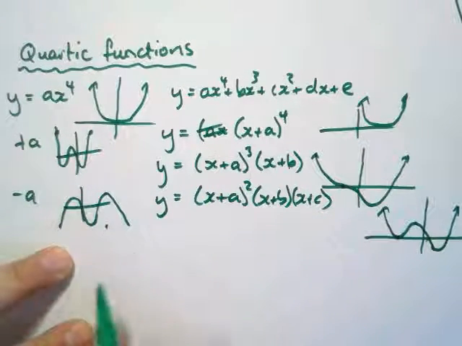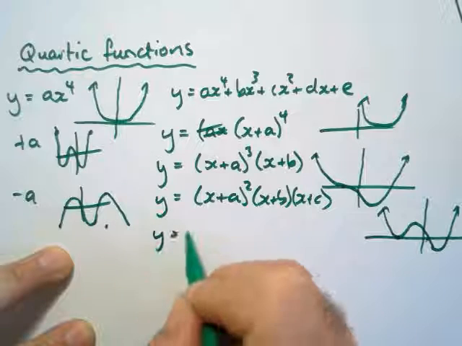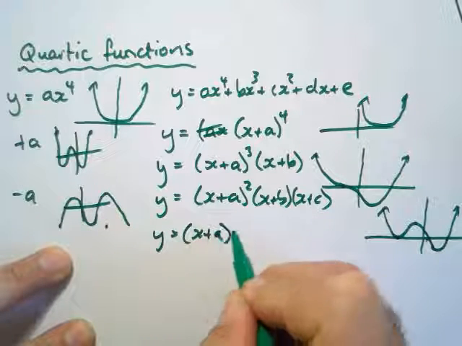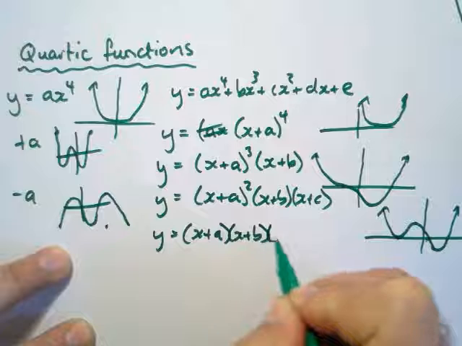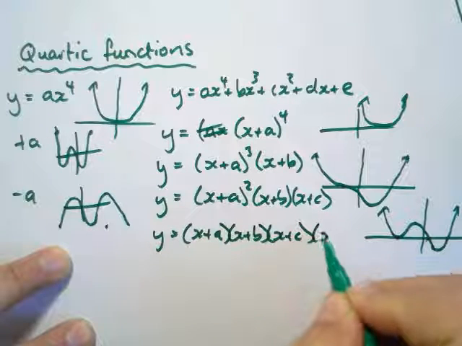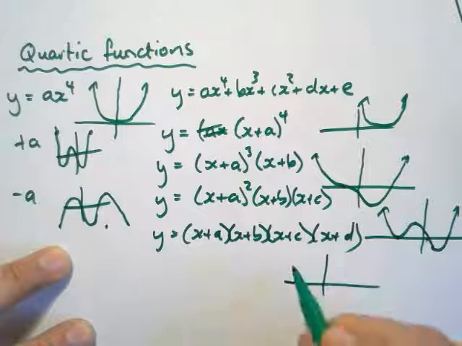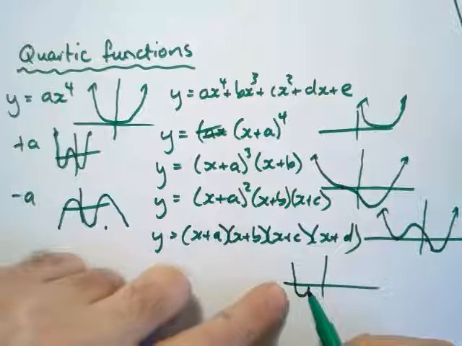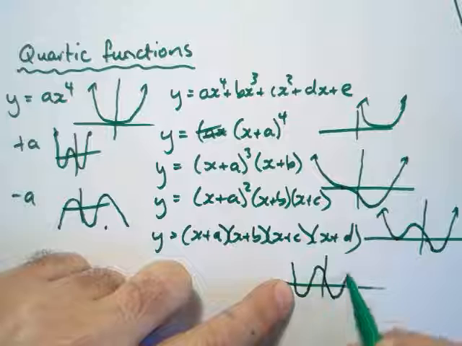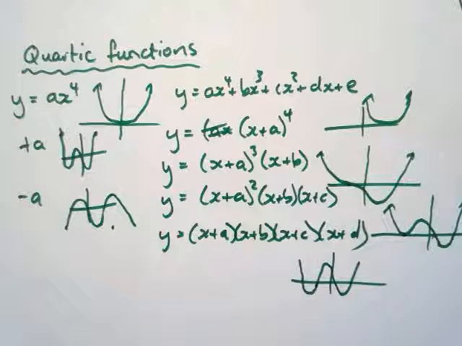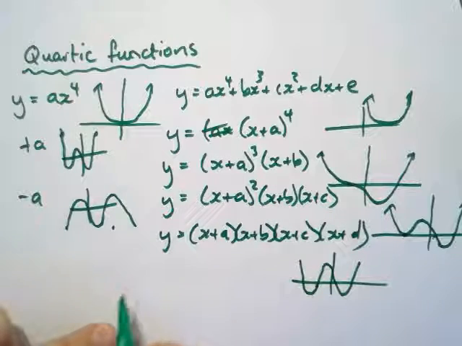The last way is then just 4 of them, y equals x plus a, x plus b, x plus c, x plus d, which means in that one, it's just going to be 1 intercept, second intercept, third intercept, fourth intercept.